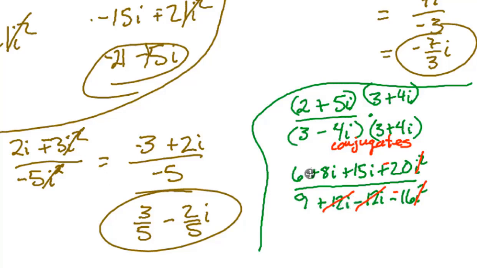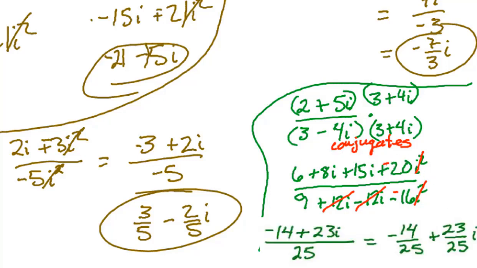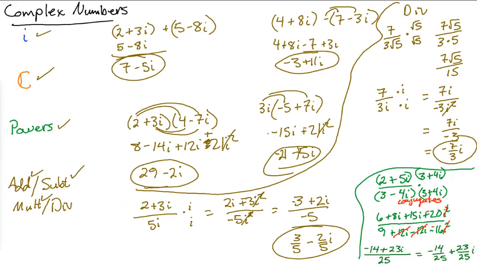So we end up with 6 minus 20. So that's a -14. And then 8i and 15i is 23i over 9 plus 16. That'll give you a 25 on the bottom, and then you write that in the official format of a plus bi. It's negative 14 over 25 plus 23 over 25i. Whew! Okay, time for you to try a few.